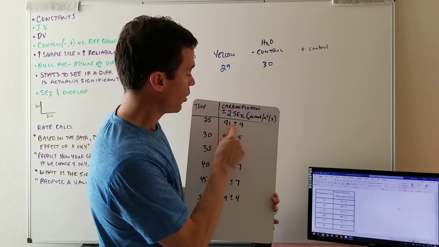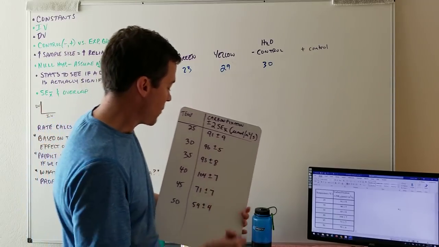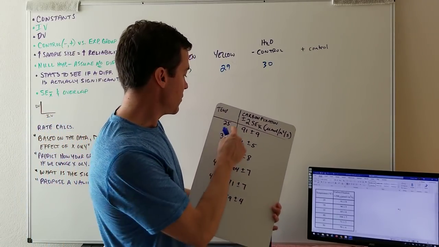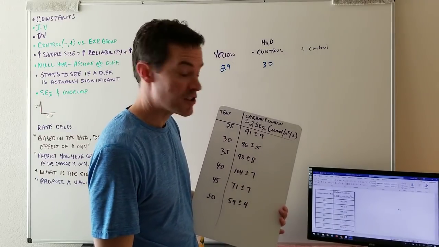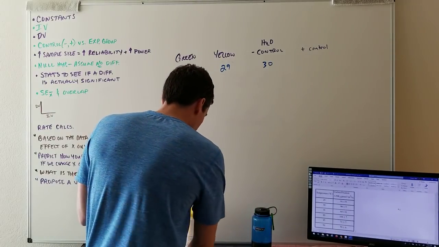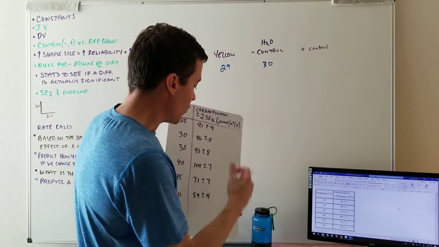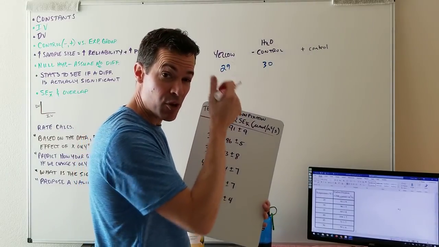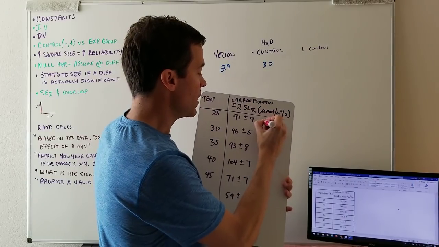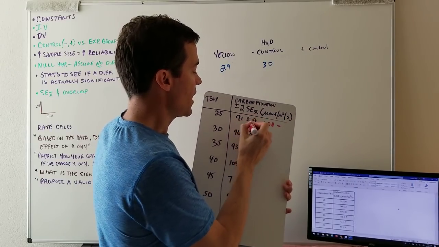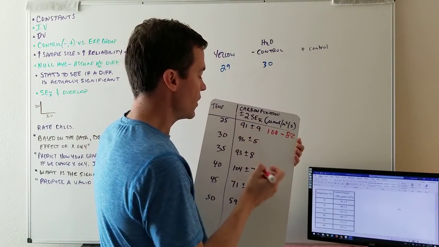Okay, so 91 plus or minus 9. What I want to do is I want to see, they might ask, is the difference between temperature 25 and 40, is it a legit difference or not? Is it statistically significant? And what I have to do is just sort of like write out the range and see if the ranges overlap. I was looking at graphs to see if the ranges overlap. Now I'm looking at a data table. So here, 91 plus 9 would mean my range is 100. 91 minus 9 would be 82. So my range is between 100 and 82.